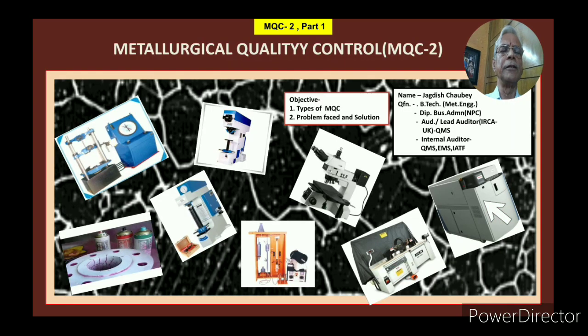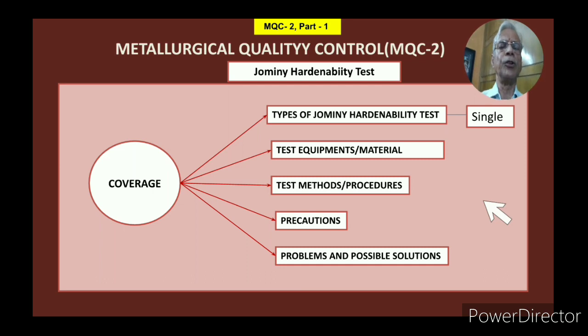These are some of the metallurgical instruments which are being used in different metallurgical based tests. I have just shown you. Now, the coverage is, first of all, types of Jominy hardenability test. It is a single test. Then the second one is test equipment, then test methods and procedures, precautions, and the last one is problems and possible solutions.